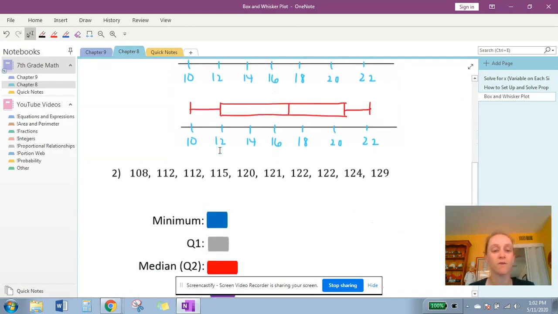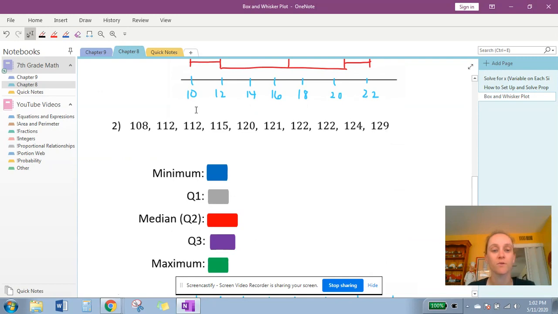All right, let's do the same thing again, but with another list of numbers. So still same idea. Sorry about that. My minimum is the smallest number. So 108 is my minimum. And then my maximum is going to be 129 because that's the biggest number. Remember, they have to be in order from least to greatest, but luckily these ones already are.